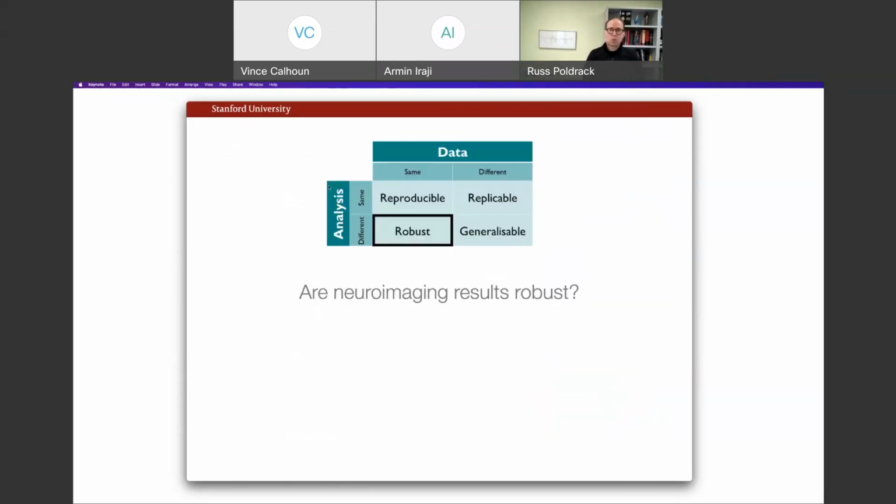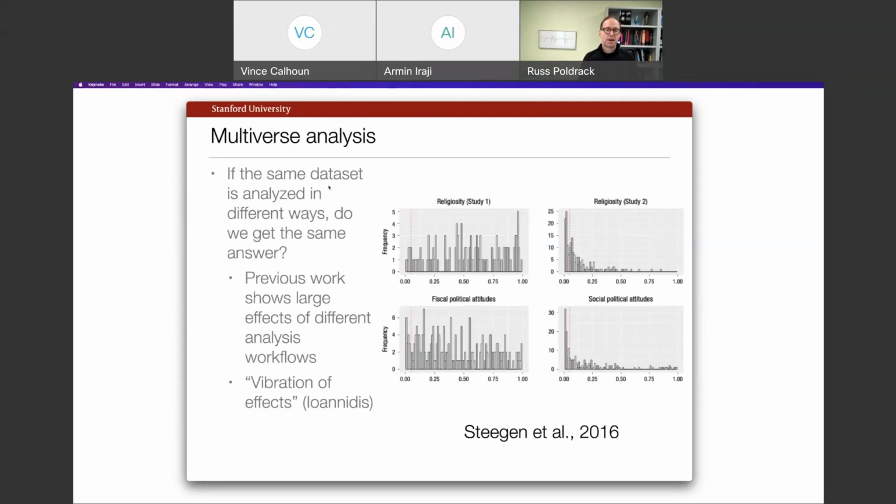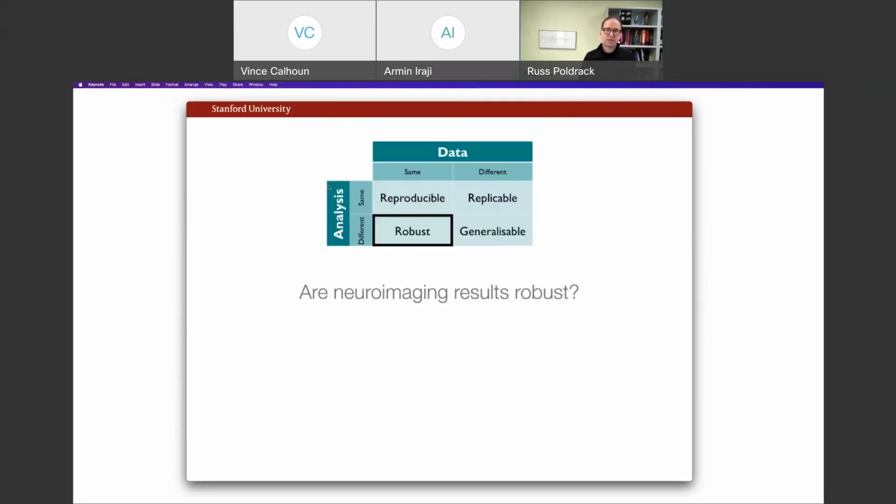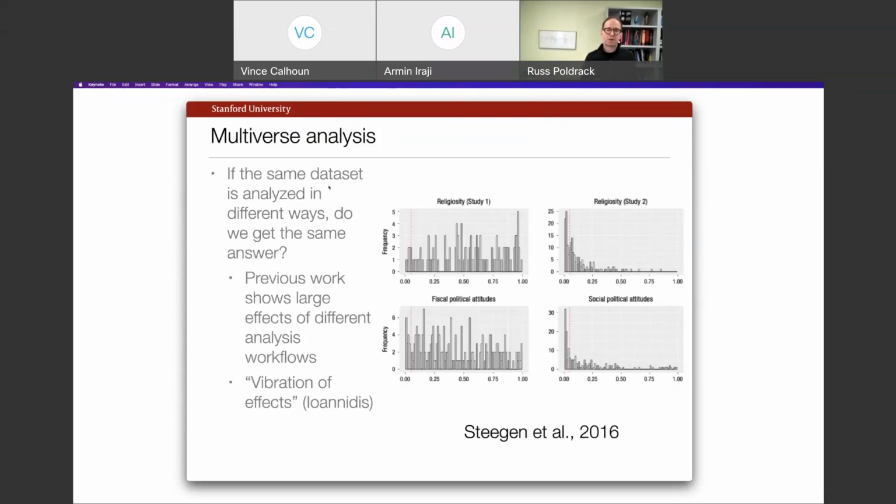All right, so let's move on to the next quadrant, which is robustness. Are neuroimaging results robust? One way to ask that is, robustness basically means different analysis, same data, right? This has become of general interest lately, and there are a number of different concepts that are used for it. The one that we go with is multiverse analysis, the idea that if you run a data set through many different plausible analyses, do you always get the same answer?